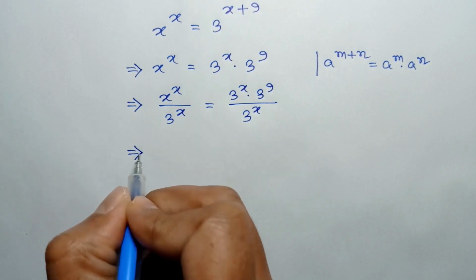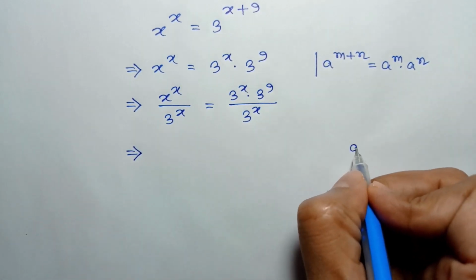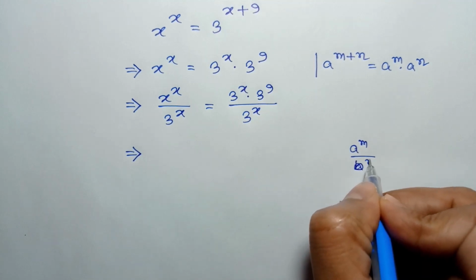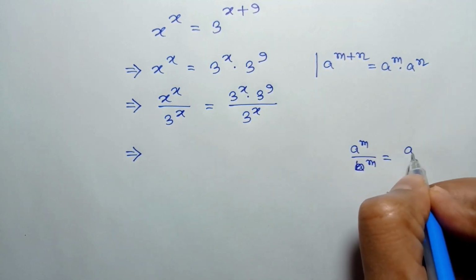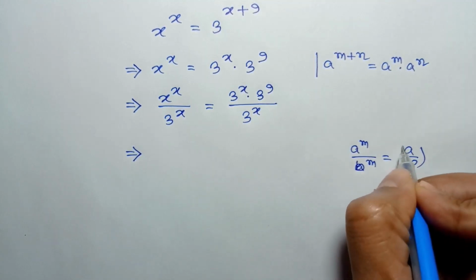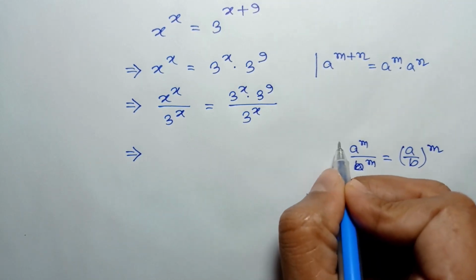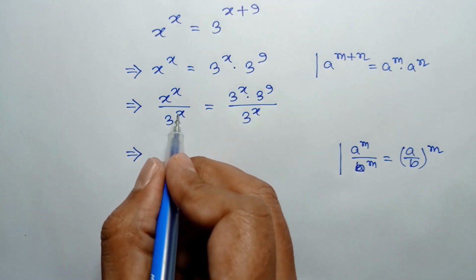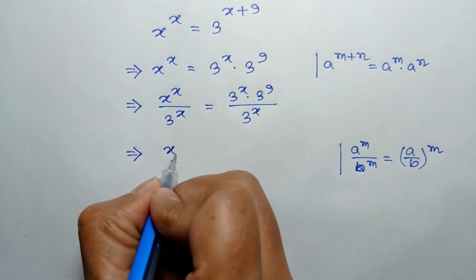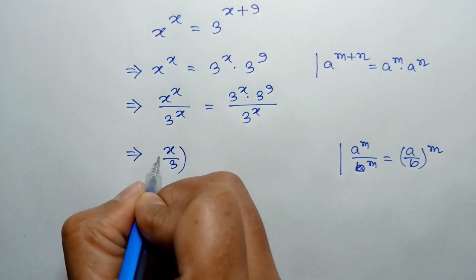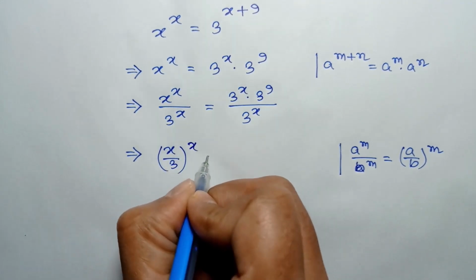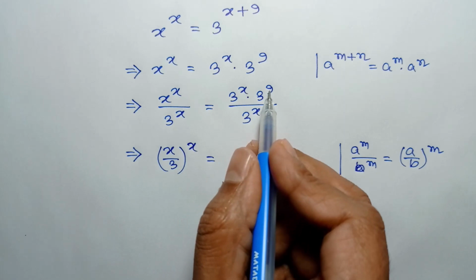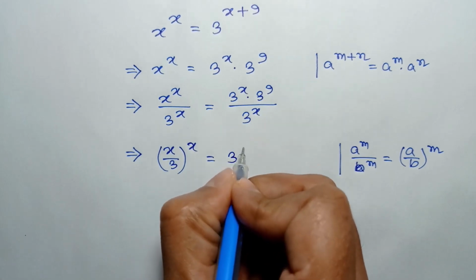According to this law, a to the power m over b to the power m is equal to a over b whole to the power m. We can write x to the power x over 3 to the power x as x over 3 whole to the power x is equal to this, and 3 to the power x and 3 to the power x will cancel out, so it will remain 3 to the power 9.